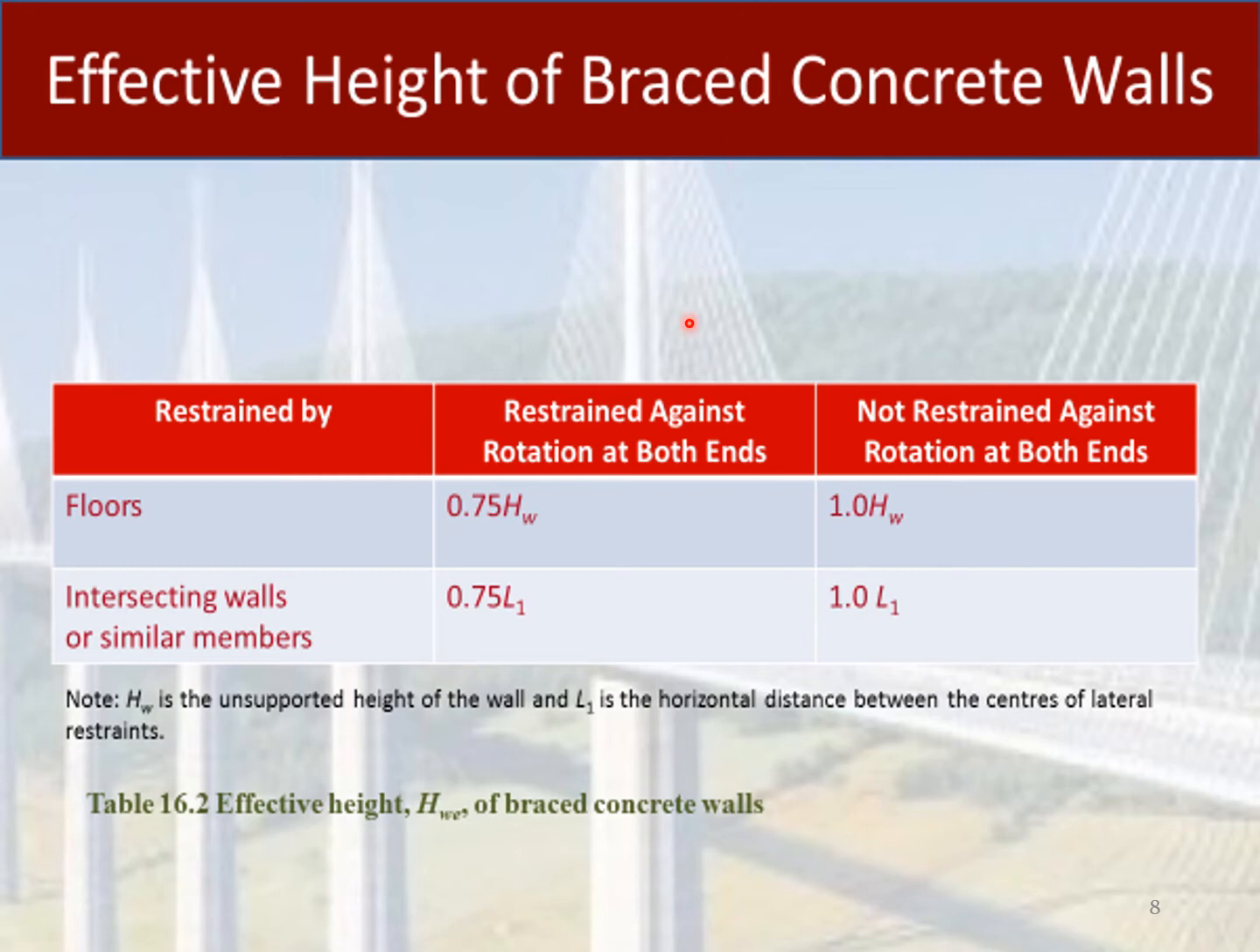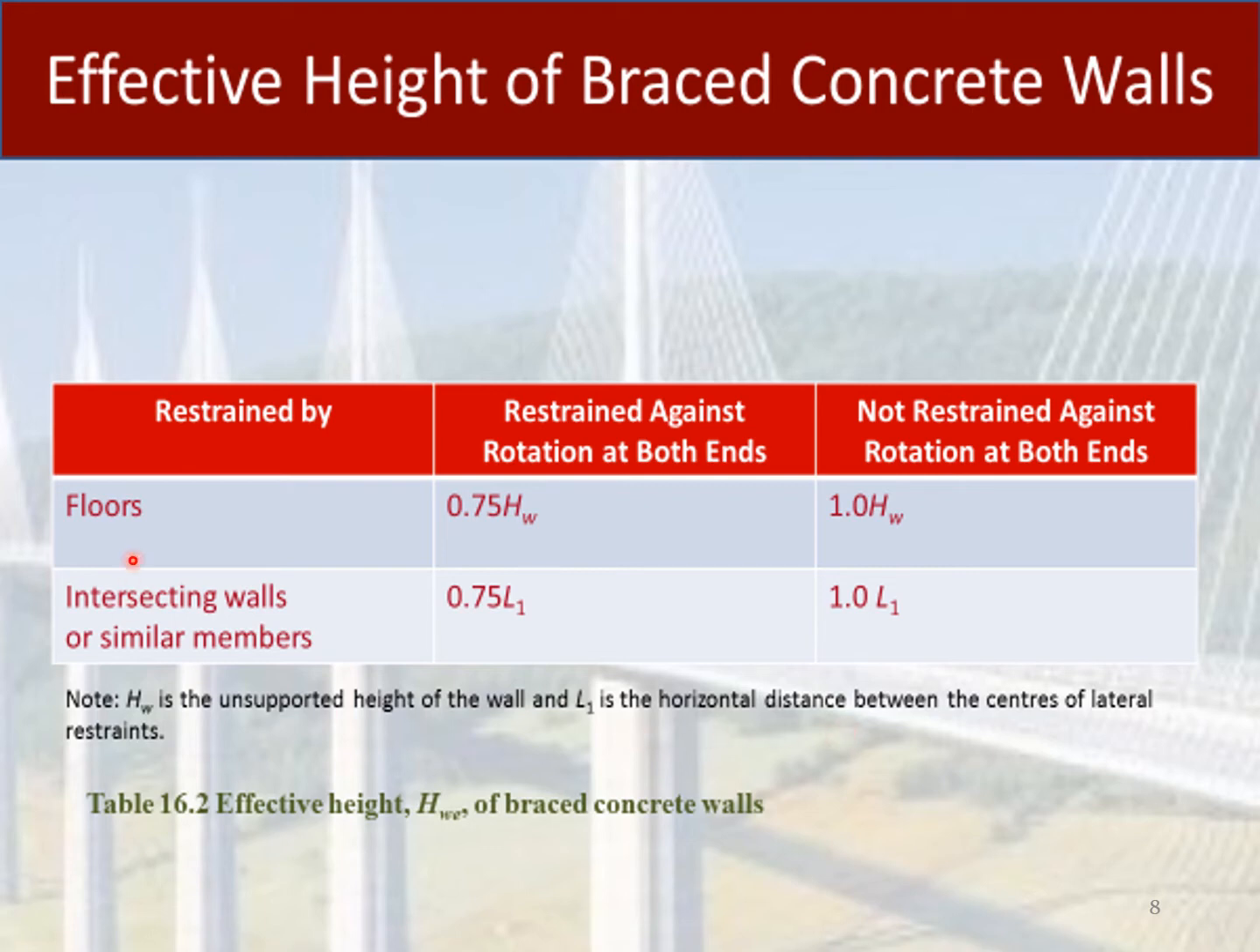For example, if the wall is restrained by floor systems, that is slabs at both top and bottom, with restraint against rotation at both ends, that is, if the wall is of a fixed type, the effective length can be taken as 0.75 times HW. If one end is restrained against rotation and no rotation restraint is provided at the other end, that is of a pinned type, 1 times HW, where HW is the unsupported length of the wall system.